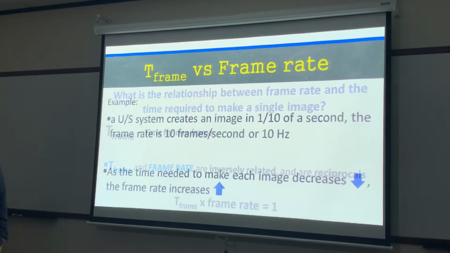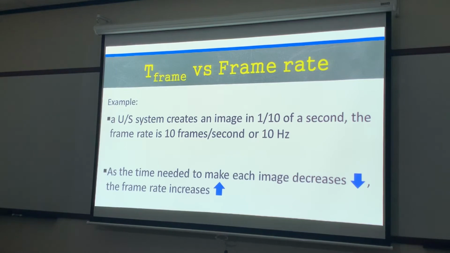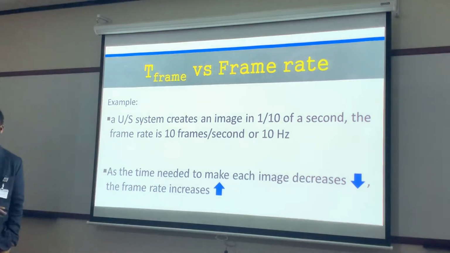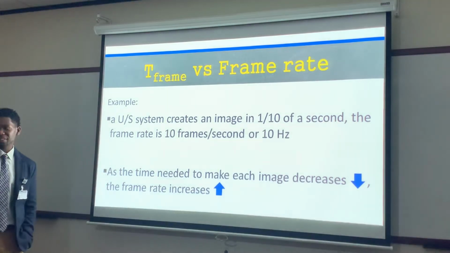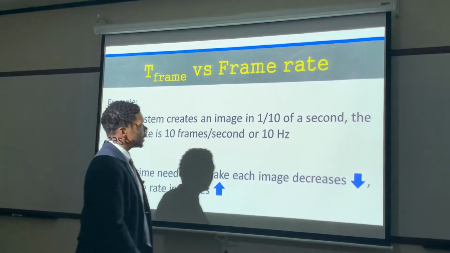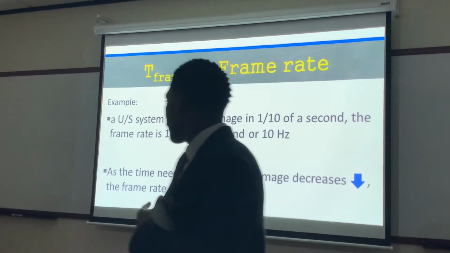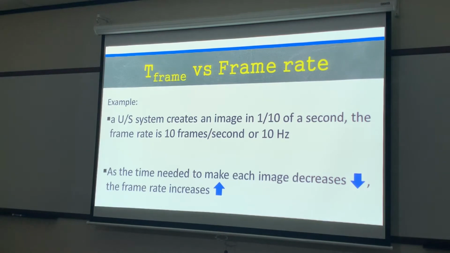Okay, so let's do an example. An ultrasound system creates an image in 1/10 of a second. These are the easiest problems to get on the test, right? You just have to take it from a fraction to a single number. So the system creates an image in 1/10 of a second. The frame rate is 10 frames per second, or 10 hertz. As the time needed to make each image decreases, the frame rate increases, and vice versa. We're good on that relationship?